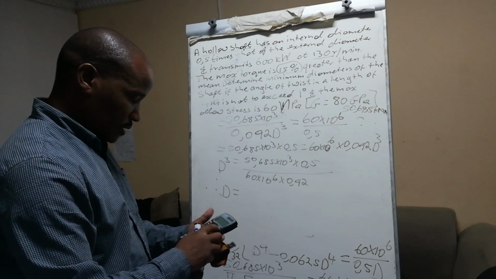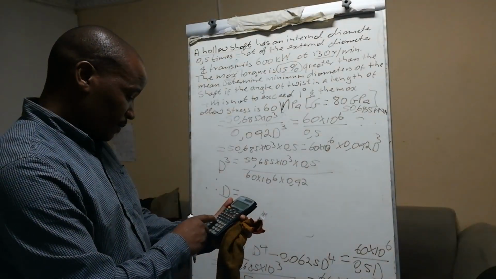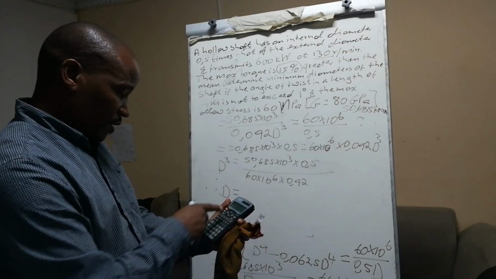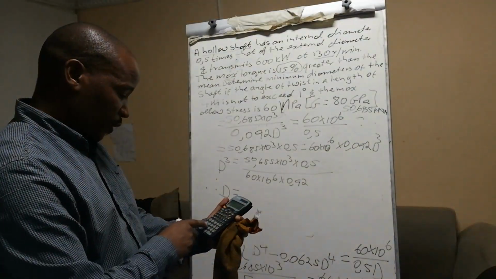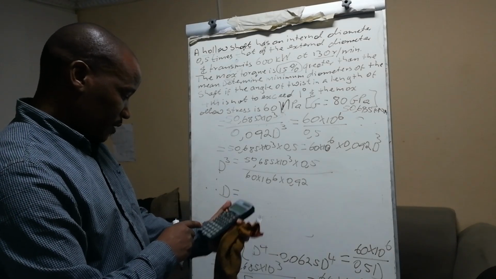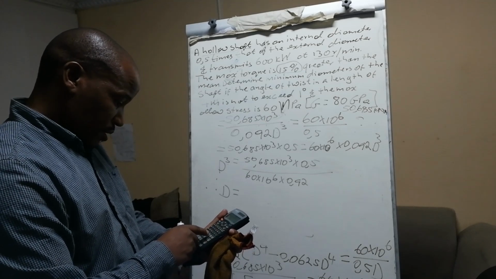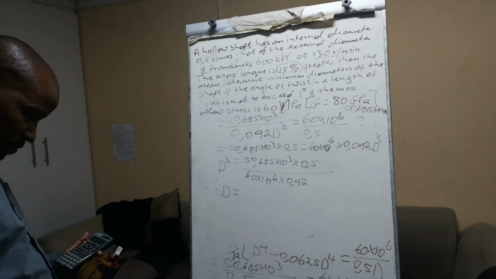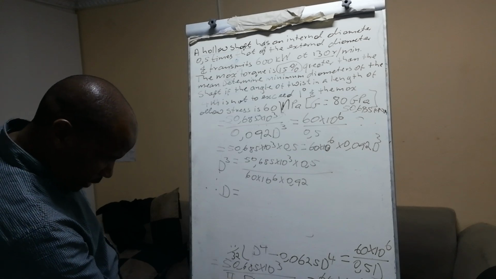Let's do maths. It's equal to the cube root of 50.685 to the power 3 multiplied by 0.5, divided by open brackets 60 to the power 6 multiplied by 0.092, closing brackets. Answer. Did you compute right here?